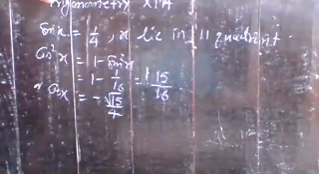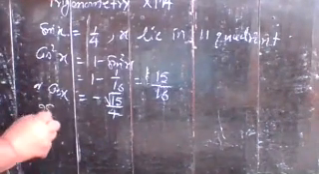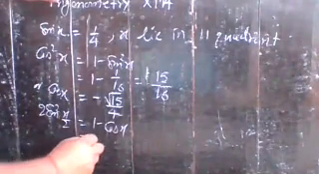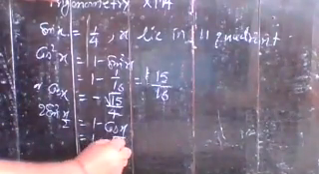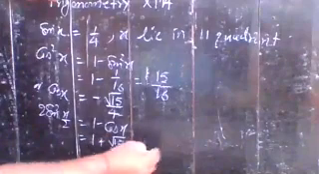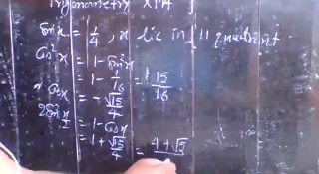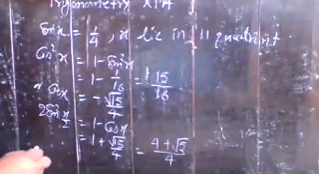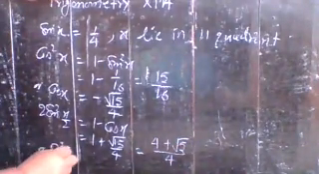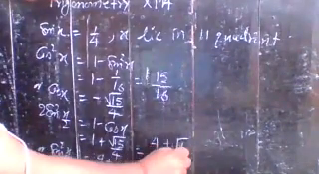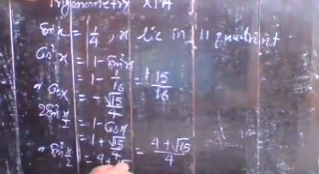Now applying the identity: 2 sine square x by 2 is equal to 1 minus cos x. Putting its value, 1 plus root 15 by 4, which is 4 plus root 15 by 4. So sine square x by 2 is 4 plus root 15 by 8.